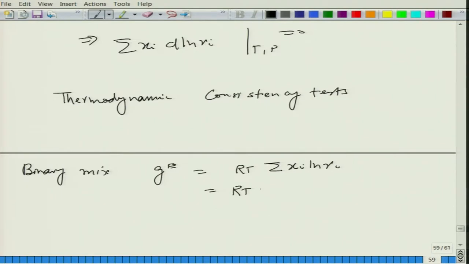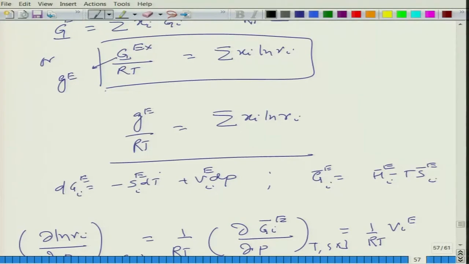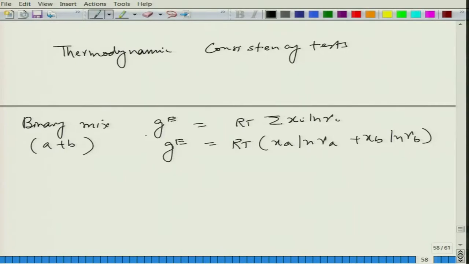Particularly, this is a binary mixture, so I can write this as x_A, let us say you have A and B mixture, ln gamma_A plus x_B ln gamma_B. Right. So, this is by definition of the expression which we have got here, right. So I am using this expression that excess molar Gibbs free energy is related to the expression RT multiplied by summation x_i ln gamma_i, and for the binary mixture I can write it like this.